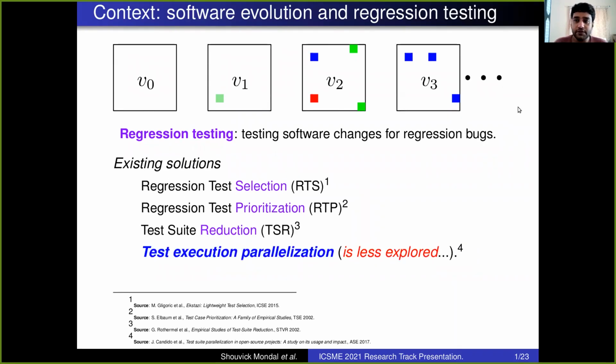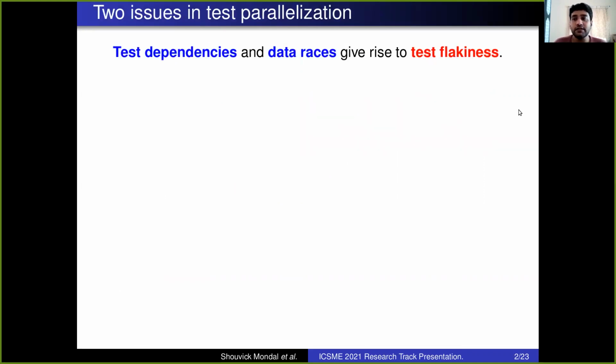Complementary to these three approaches is test execution parallelization, which is less explored in academia but is relevant to the industry. However, there are two issues in test parallelization. The first one is test dependency and the second one is data races. Now, these two give rise to what we call test flakiness.